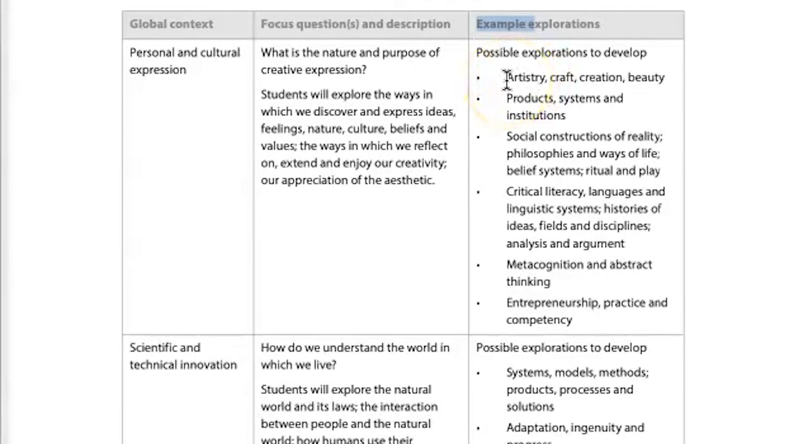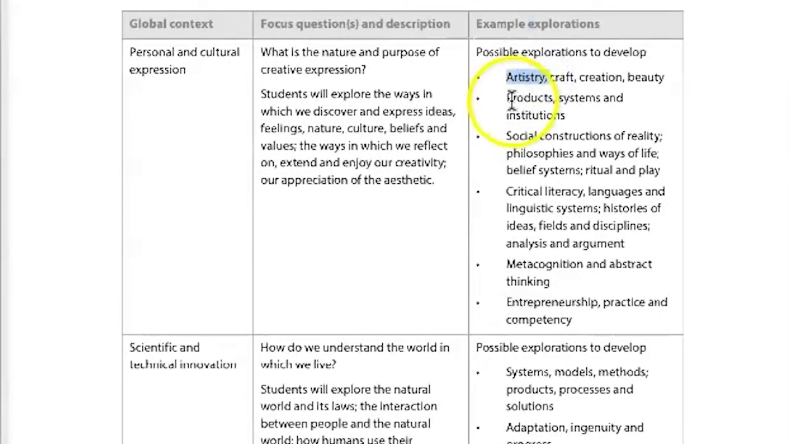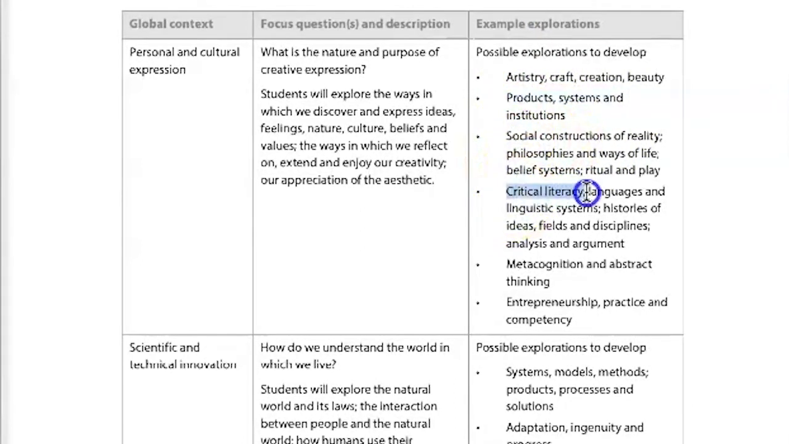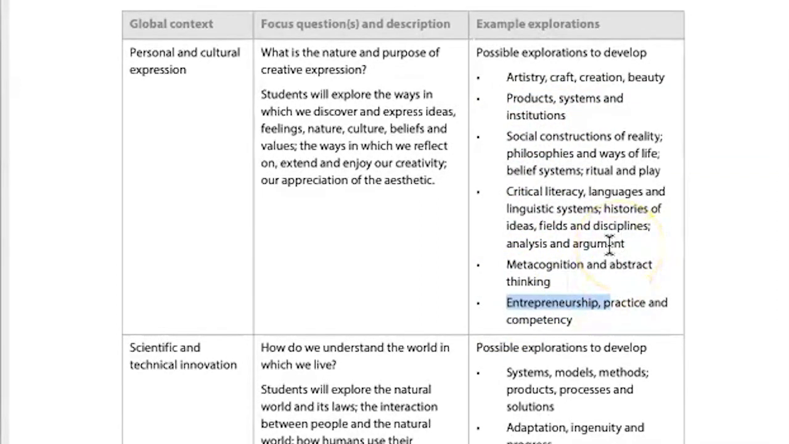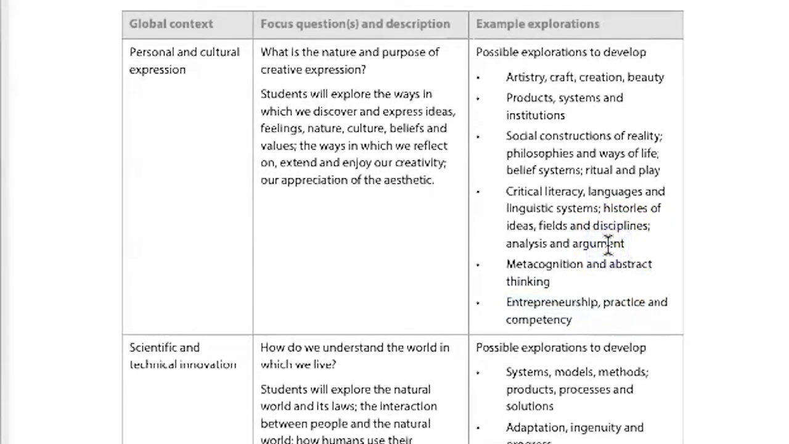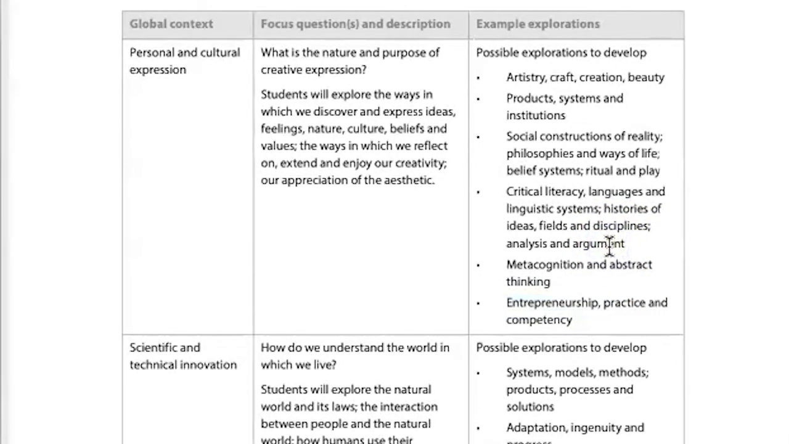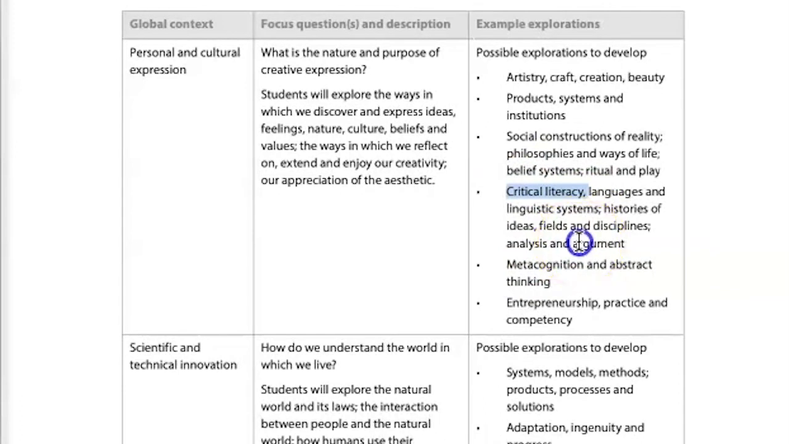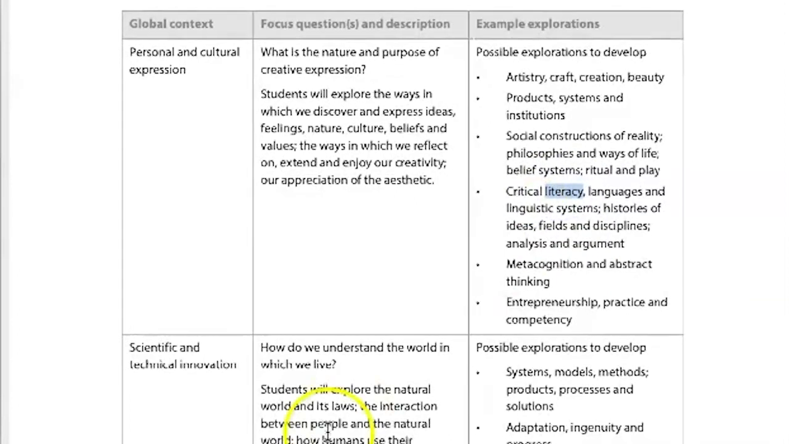You can pick some ideas from here. You could pick a word or a couple words, or you could choose from different lists over here. You could combine any combination of words or phrases, or you could develop a customized exploration that aligns with the intentions or the focus area of this global context. So thinking about notation, what grabs my eye is critical literacy. So perhaps part of that phrase could be identified as the exploration, perhaps literacy, that might be identified.